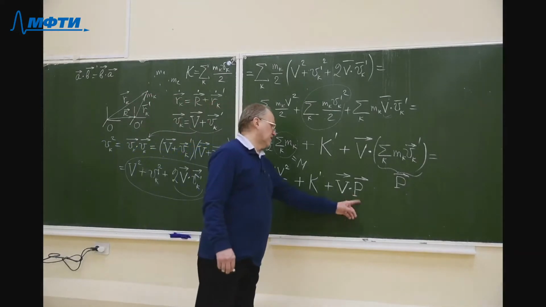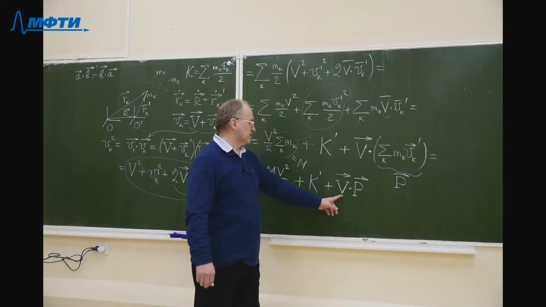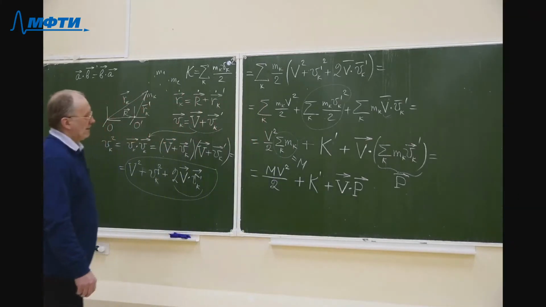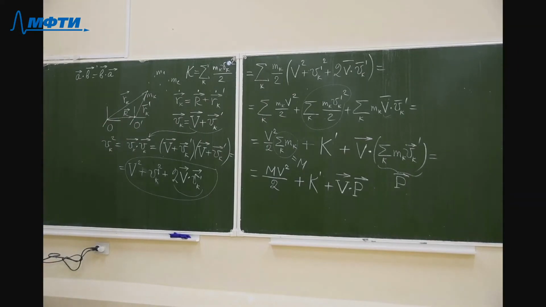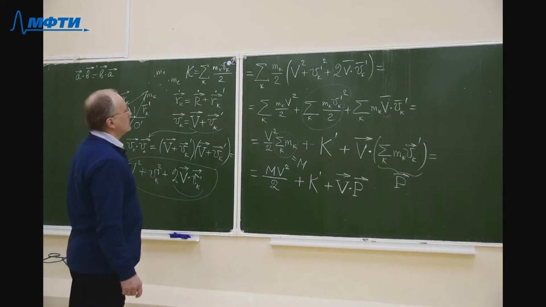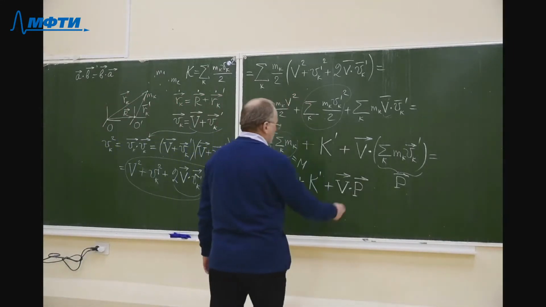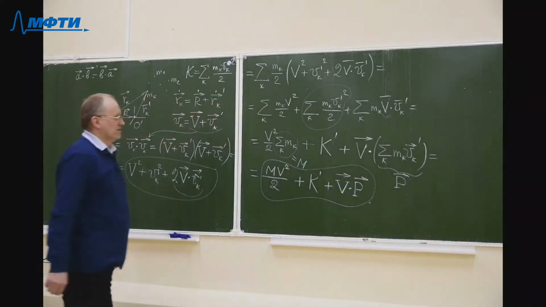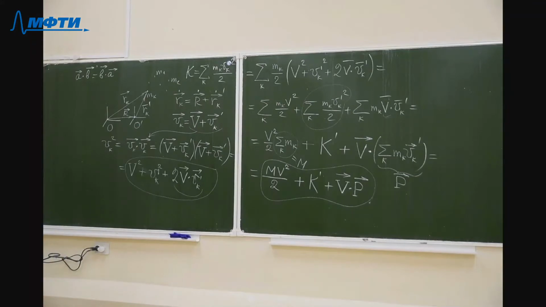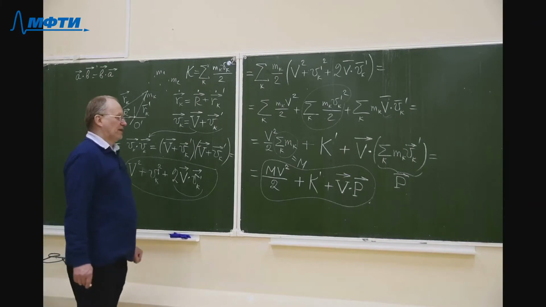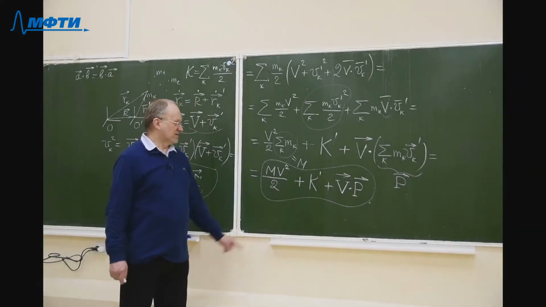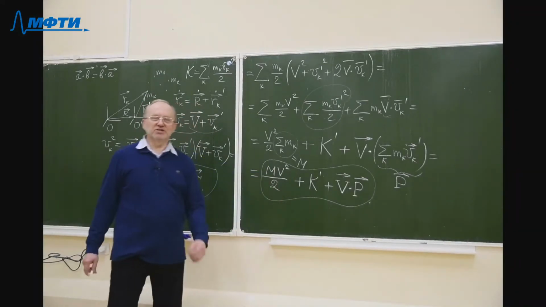And here is the scalar product of the velocity of the second reference frame, capital V, by the total momentum. So we have arrived at this interesting formula, which is a preliminary result in Koenig's theorem. Koenig made another step, the next step in this derivation.